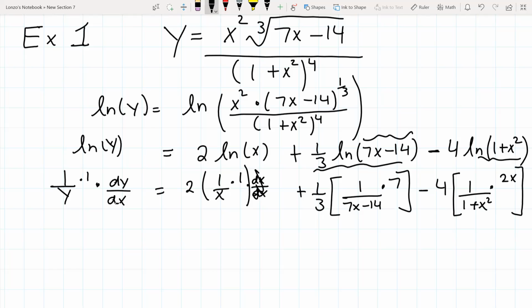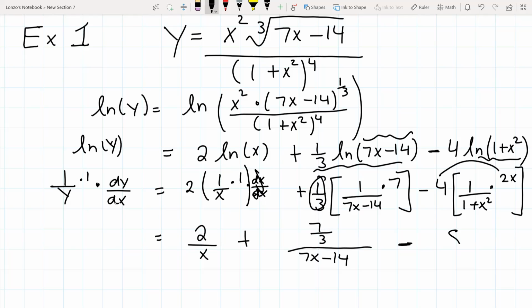So when you clean this up, the right side should look something like this: 2 over x plus, so this is a constant, so 1/3 times 7, that's 7 over 3, over 7x minus 14. And then over here, this is minus, and then 4 times 2x is 8x over 1 plus x squared.